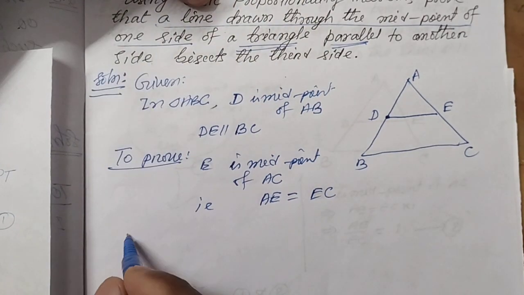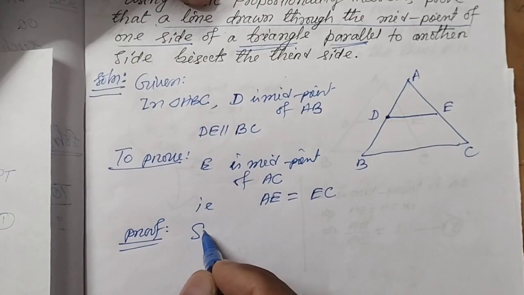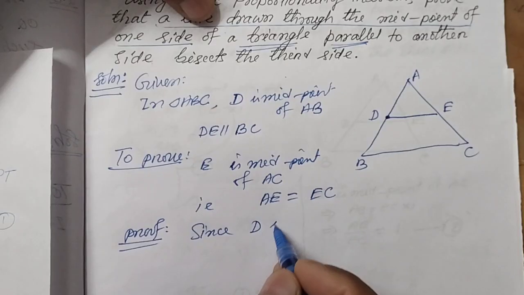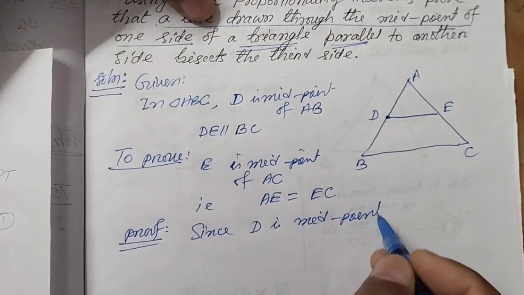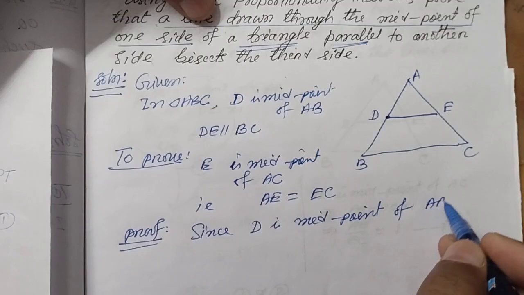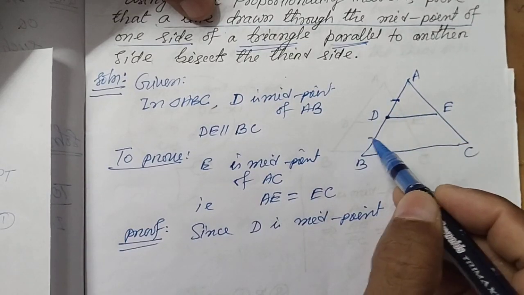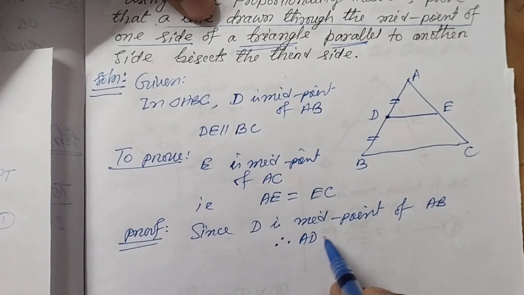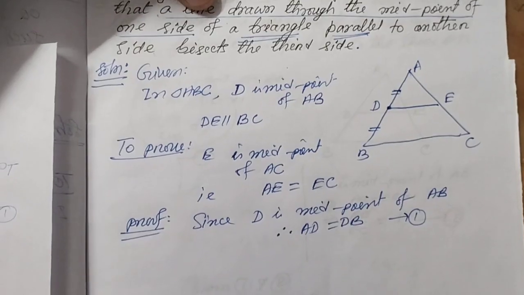Look, proof. Since D is midpoint of AB, midpoint means it is in the middle, so this distance must be equal. Therefore, AD equal to DB. We will mark it equation 1.